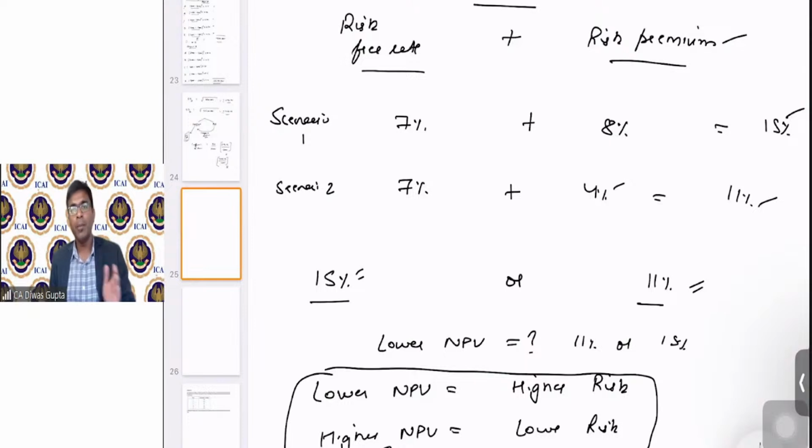Okay, students, I hope you understood the correlation now. So higher risk will mean higher risk premium. Higher risk premium will mean higher discounting rate. Higher discounting rate will mean lower NPV. Okay. So Manisha is saying that this cost of capital is at nominal rate. You can take it as nominal rate only as of now. This discussion is at nominal rate.